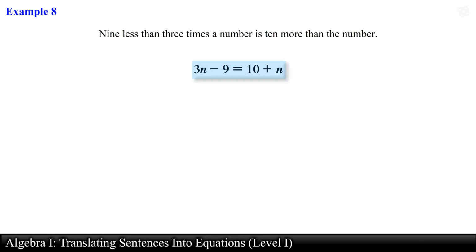So the final expression is 3n minus 9 equals 10 plus n, or 3n minus 9 equals n plus 10. Either form is acceptable, because the order in which you add numbers is not important, but the order in which you subtract numbers is important. So keep this important detail in mind. Alright, in our next video we will continue translating sentences into equations, especially those that require the use of formulas.